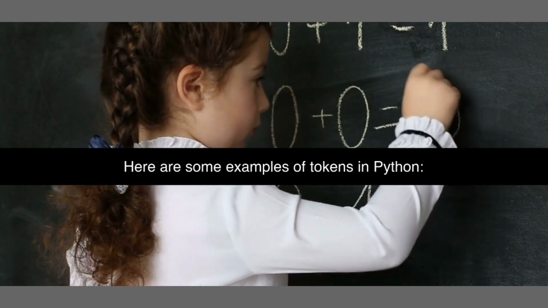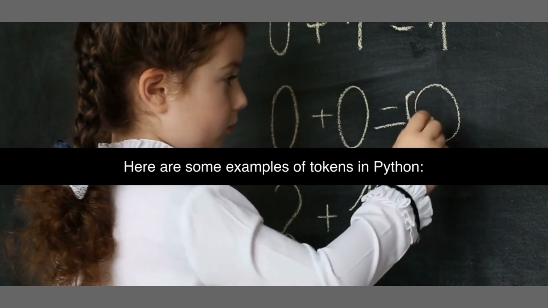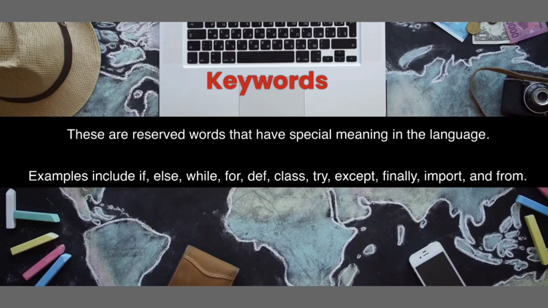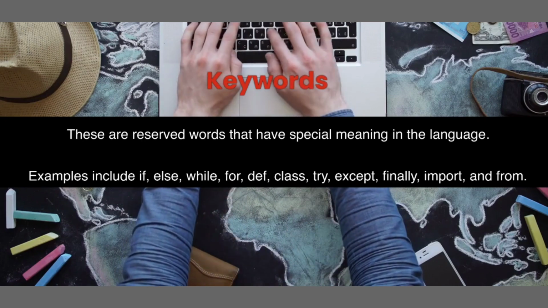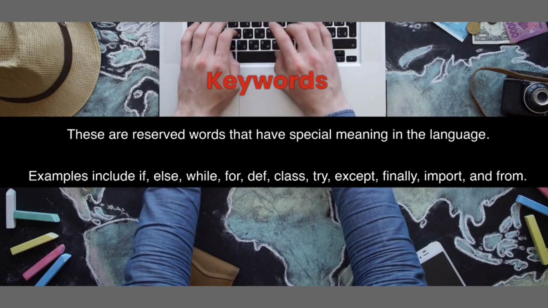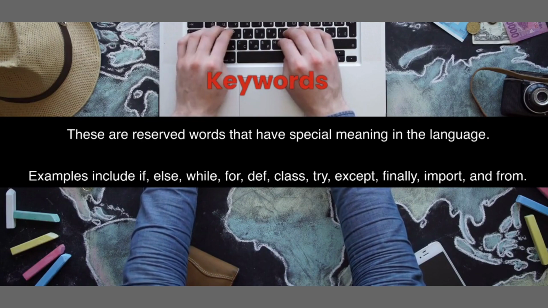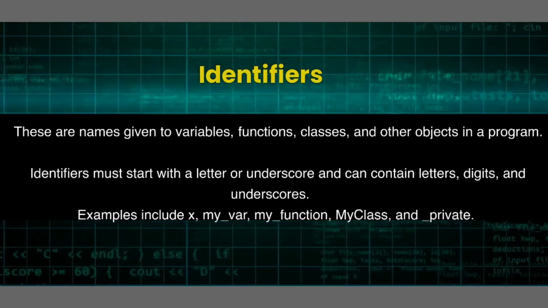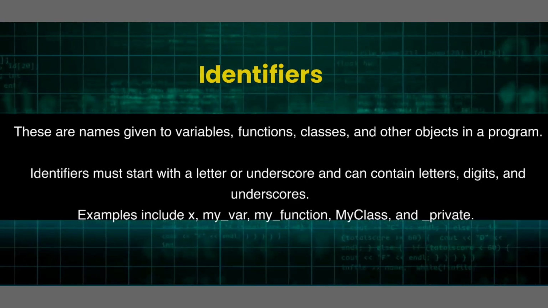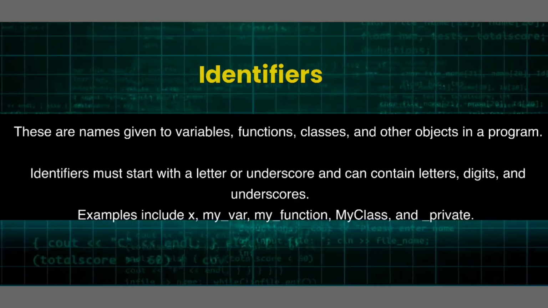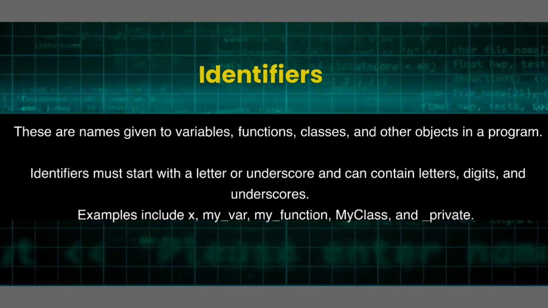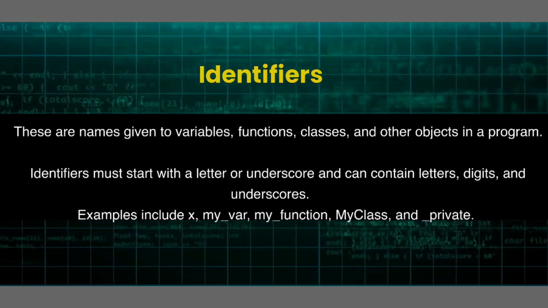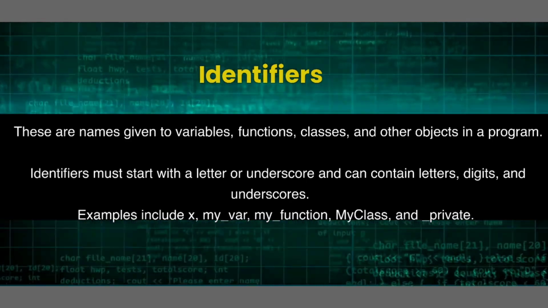Here are some examples of tokens in Python. Number 1. Keywords. These are the reserved words that have special meaning in the Python language. For example, if, else, while, for, def, etc. Second one is identifiers. These are the names given to the variables, functions, classes and other objects in a program. For example, my_var is an identifier.